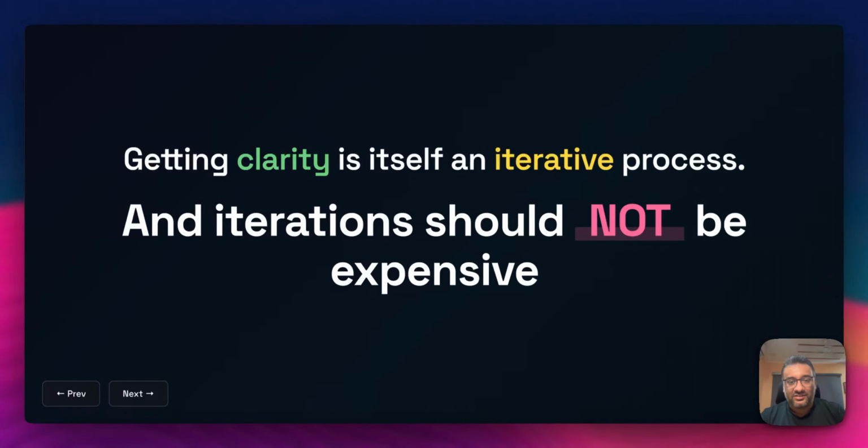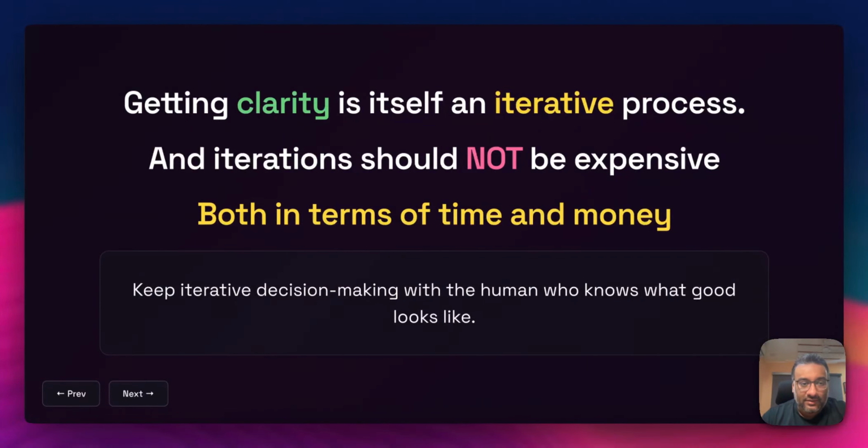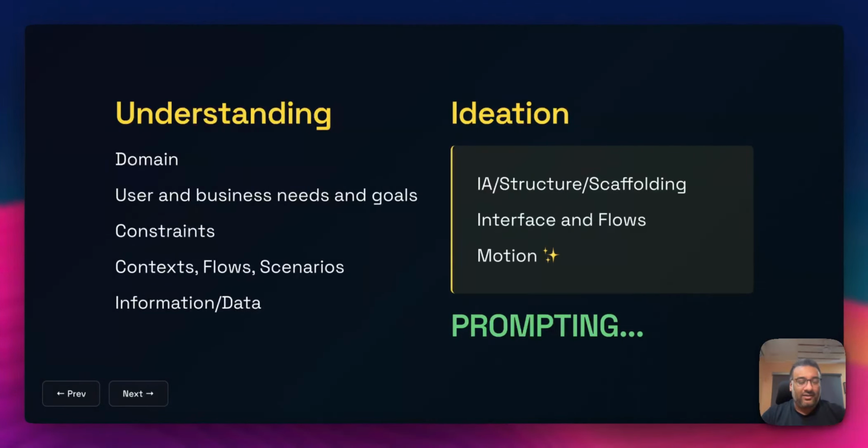And I believe that iterations should not be expensive, both in terms of time and money. And more importantly, the iterative decision making has to be with the human who knows what good looks like, right? When you're prompting, you don't want to outsource your thinking, because that very well defeats the purpose of you being a designer, right? And then you become replaceable. So the idea is that when you are trying to bring that clarity, when you're iterating, the decision making has to be with you. So if we go back to our two phases, there is no shortcut to understanding, right?